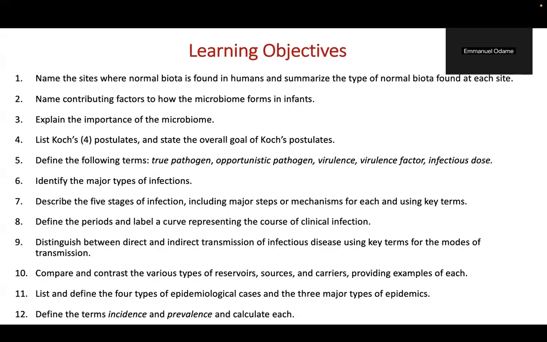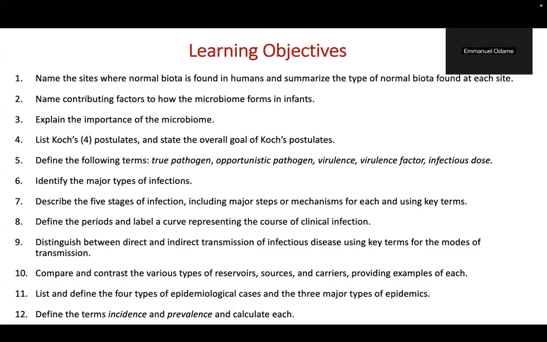We explain the importance of the microbiome. Sorry, I meant microbiome, not microbe. So we will explain the importance of the microbiome. We will list Koch's postulates and state the overall goal of Koch's postulates. We will define the following terms: true pathogen, opportunistic pathogen, virulence factor, and infectious dose.